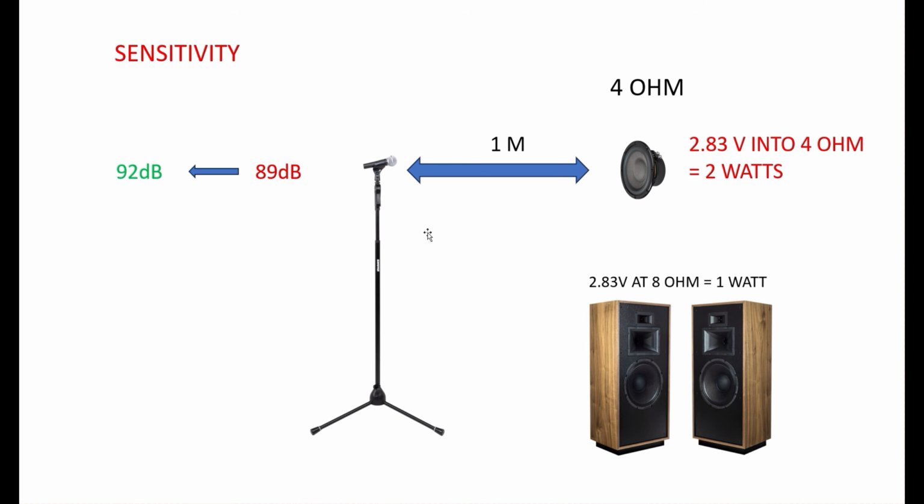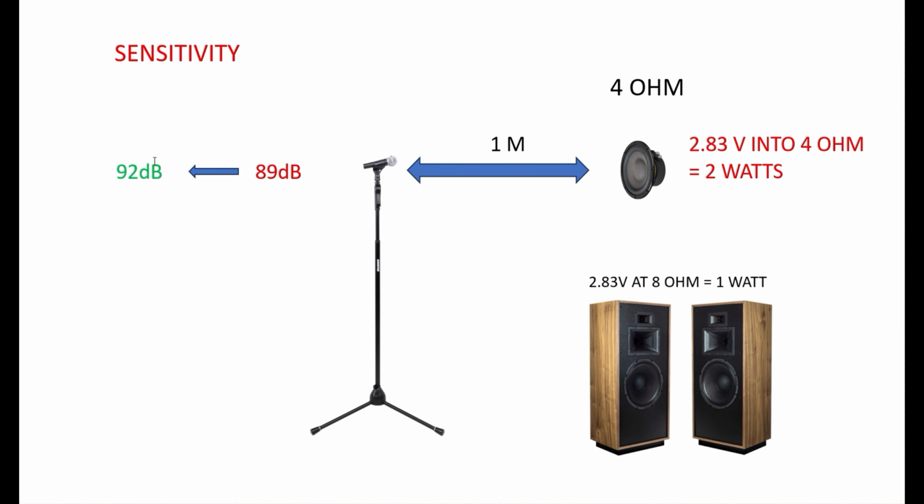But when you're putting 2.83 volts into a 4 ohm speaker, then now we're putting 2 watts in there. And so 2 watts would actually give us 92 decibels. So they would list this speaker in the specifications as a 92 dB sensitive speaker at 1 meter by 2.83 volts.